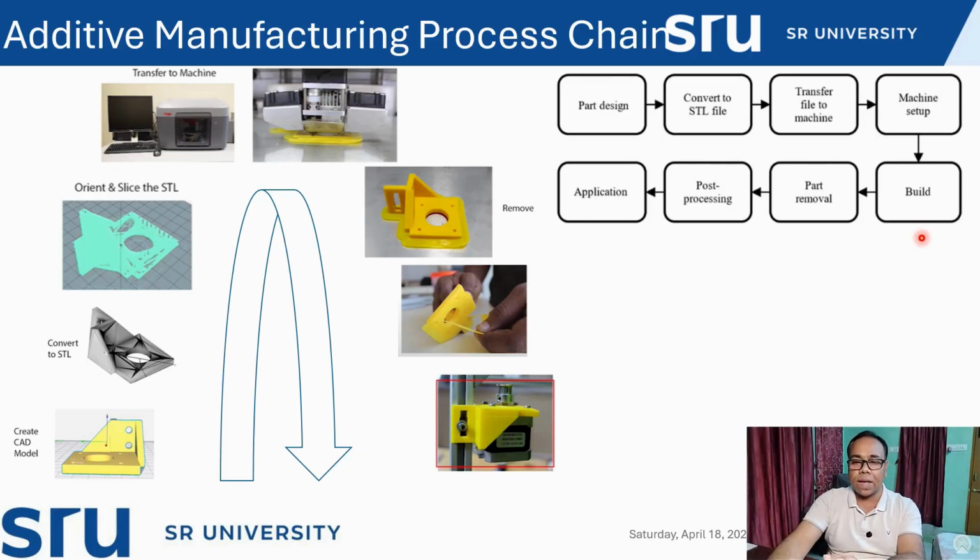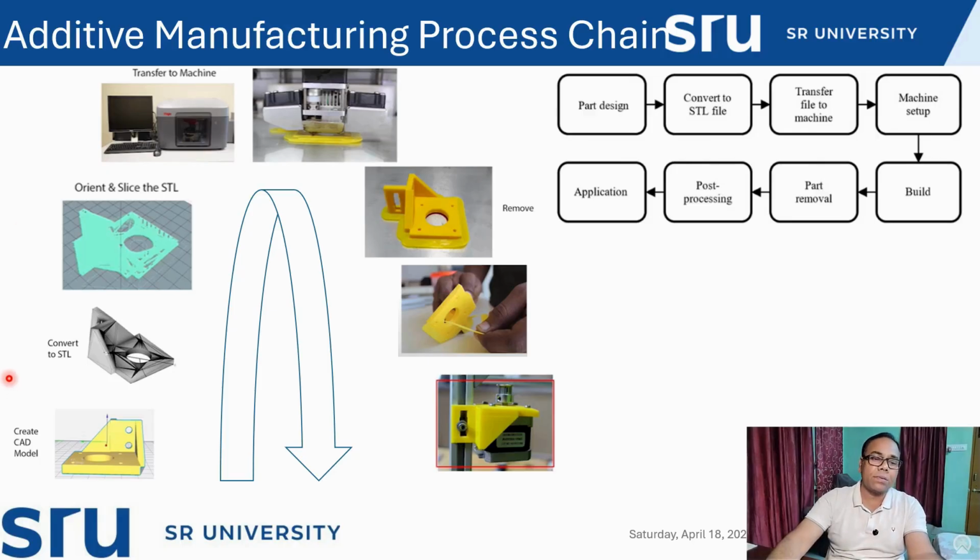Once the print is done, the part has to be removed from the build platform, and maybe sometimes we require post processing operations, maybe improving the surface quality, or removal of the support structure. Once all these secondary operations are done, the final product will be there. That final product can be sent to the customers who have given the order, or can be used by the users themselves. So this is called the process chain of additive manufacturing.